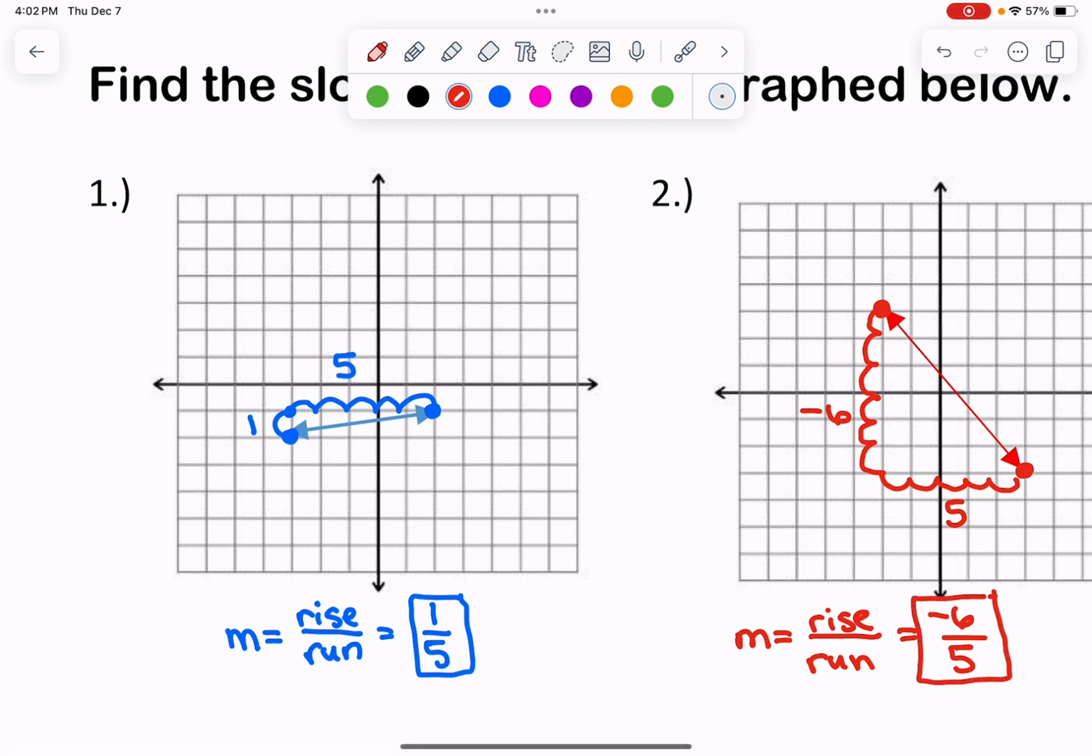As you look at the difference between 1 and 2, we read from left to right. I can see as I'm moving from left to right, this line is going up just a little bit. So its slope is a +1/5. As I read from left to right, I can see that this line is going down. And so that's why it has this negative out in front.